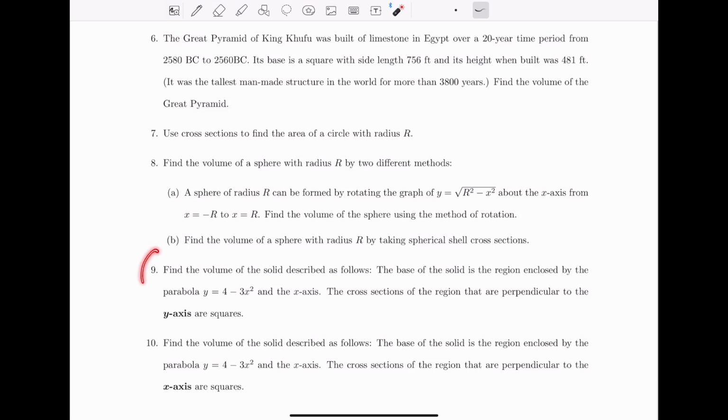Let's take a look at example 9. We want to find the volume of the solid described as follows. The base of the solid is the region enclosed by this parabola and the x-axis. Cross sections that are perpendicular to the y-axis are squares.